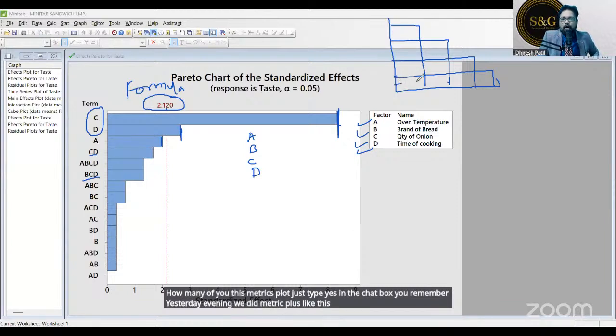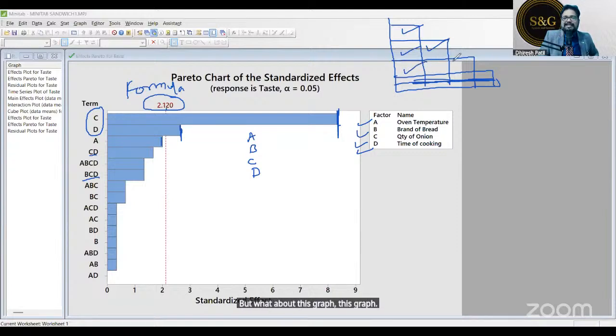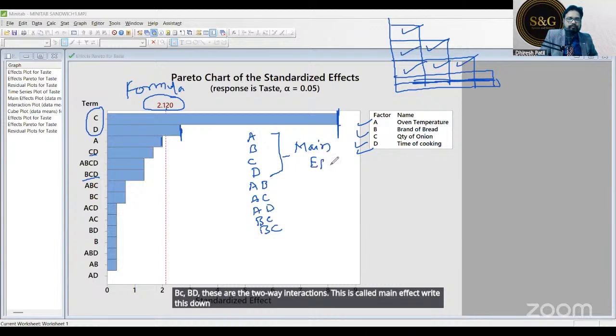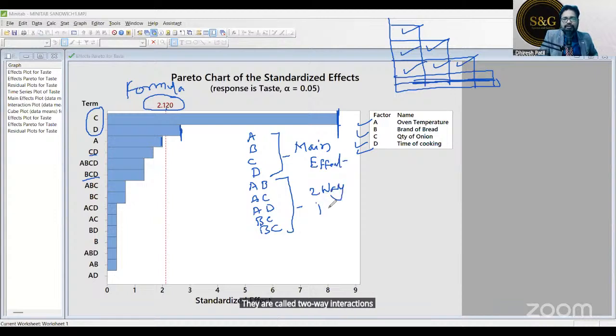In the bottom, all those four graphs were about the main effect. But what about this graph, this graph, this graph, this and this? It was about the x1 and x2, correct? So in this case, there can be a two-way interaction of AB, AC, AD, BC, BD. So this is called main effect. Write this down. They are called two-way interactions.